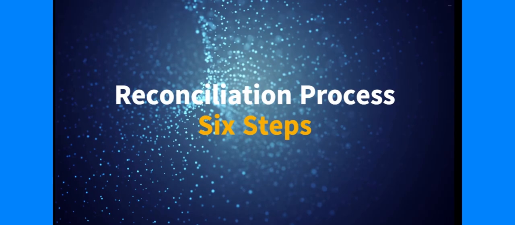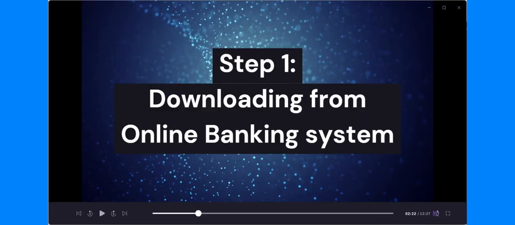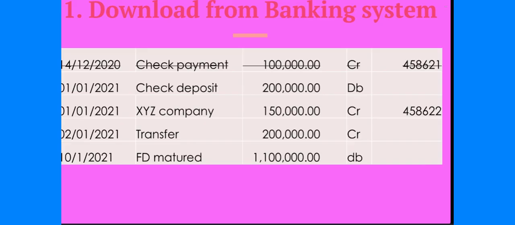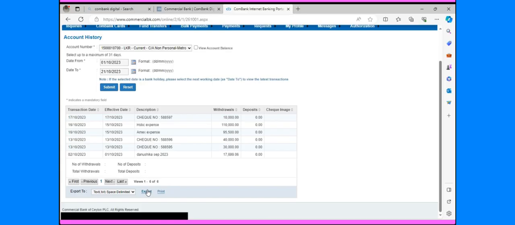The bank reconciliation process involves 6 steps. First step: downloading the bank statement from the online banking system into Excel CSV format and obtaining an Excel file. The details of downloading from the online banking system may vary from bank to bank, but the pattern will be similar.